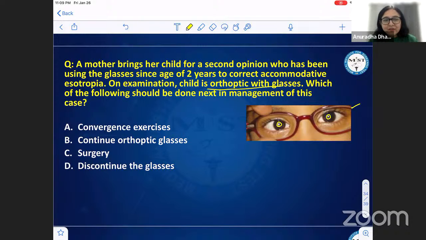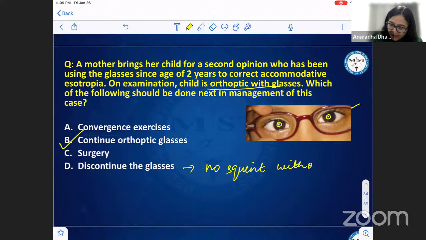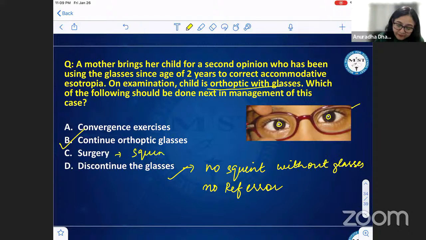Going by whatever information is here, if the child is orthoptic with the glasses, but without glasses the squint is seen, then we will continue with the glasses. And in case there is no squint without glasses and there is no significant refractive error now, then we might discontinue the glasses. But if there is squint with glasses also, and the age is nearly reaching 10 years, then we might go for surgery.